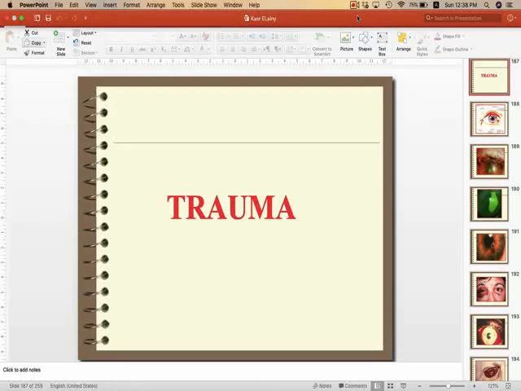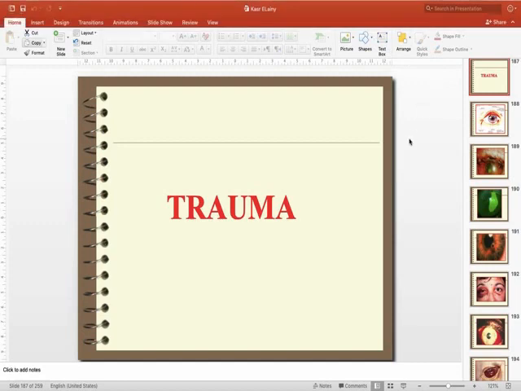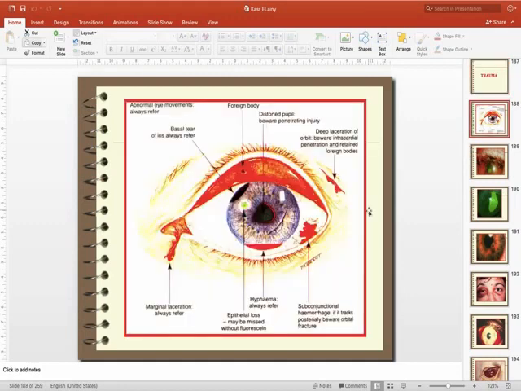Bismillah ar-Rahman ar-Rahim. In this video, we are going to resume this nice presentation from Qasr al-Aini about the ophthalmology slides, and we are going to navigate through the trauma chapter. This drawing is a very nice drawing for the effect of trauma on the anterior segment of the eye.